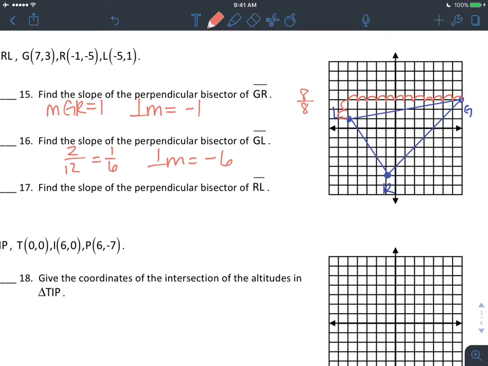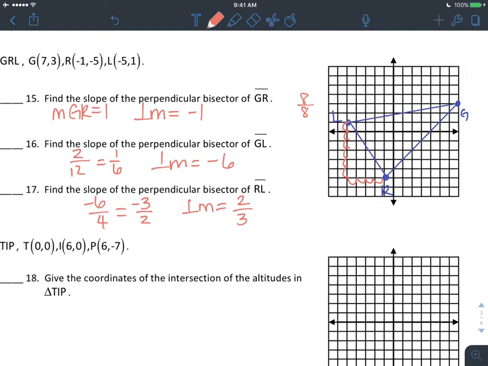Okay, then we're going to have the slope of the line perpendicular to LR. So LR, we're going to go down, so it's going to be a negative slope. So it's -1, -2, -3, -4, -5, -6. So -6. Then we're going to go to the right, 1, 2, 3, 4. So that is going to reduce to -3 over 2. So that means that our perpendicular slope is going to be positive 2/3.